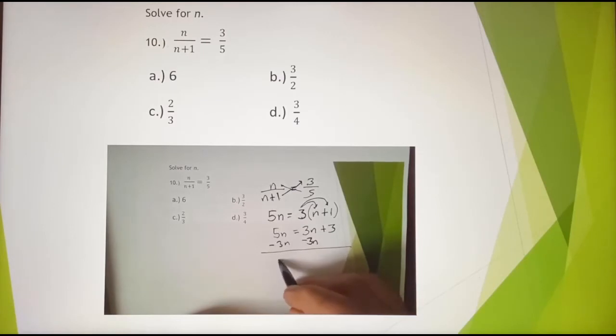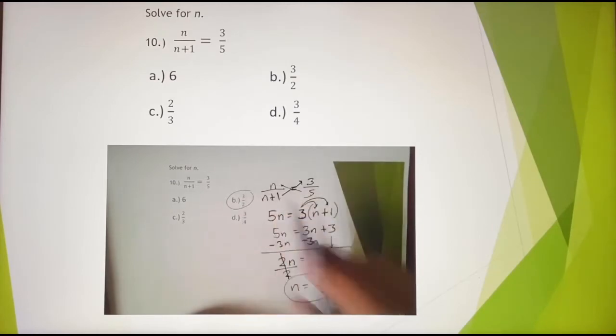So you get 5n minus 3n is 2n. 3n minus 3n is 0. And I just bring down the positive 3. I want to get the n by itself. The relationship between the 2 and the n is multiplication, so I do the opposite. I divide by 2, and if I do that to one side, I have to do it to the other. 2 divided by 2 is 1, so I've got n is equal to 3 halves, which is b.